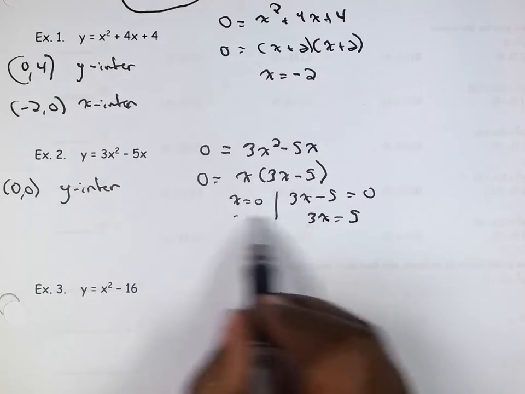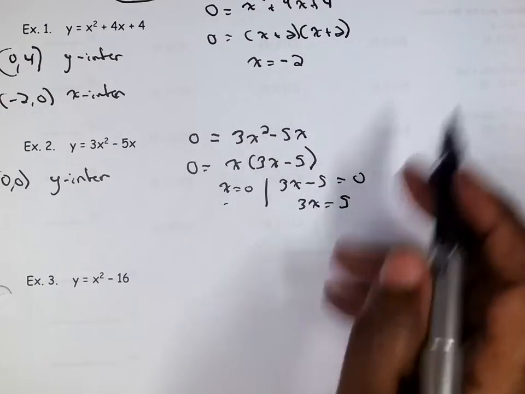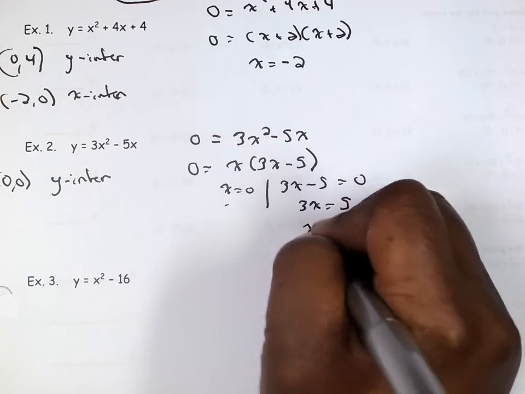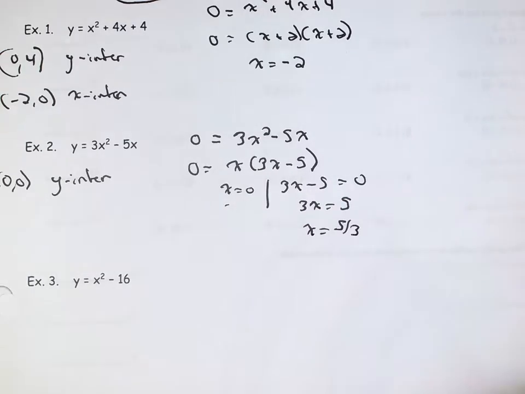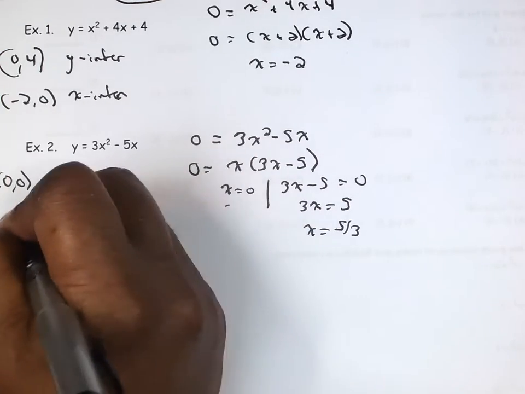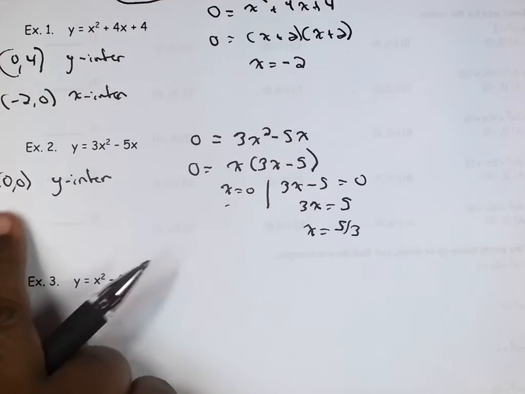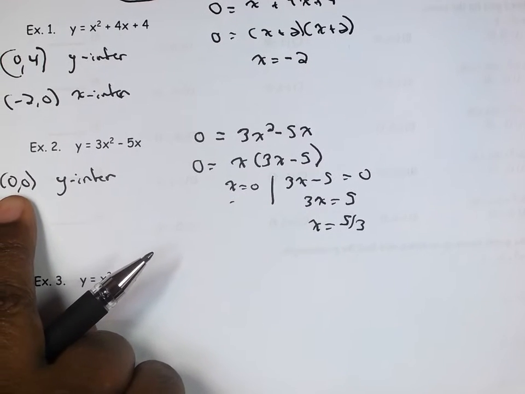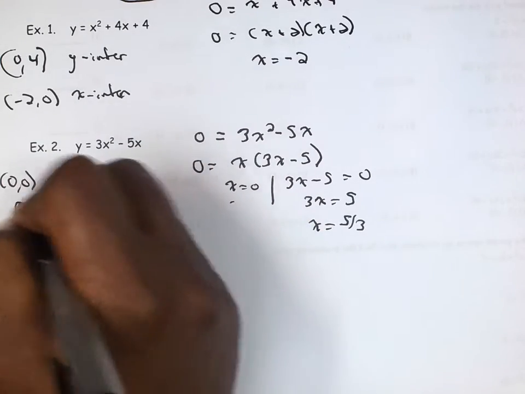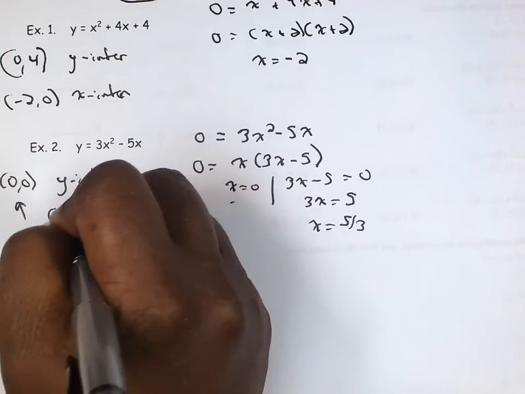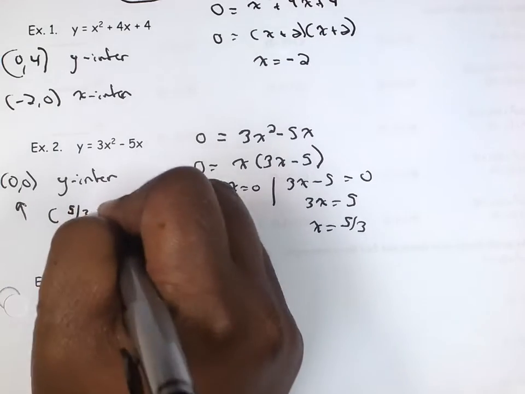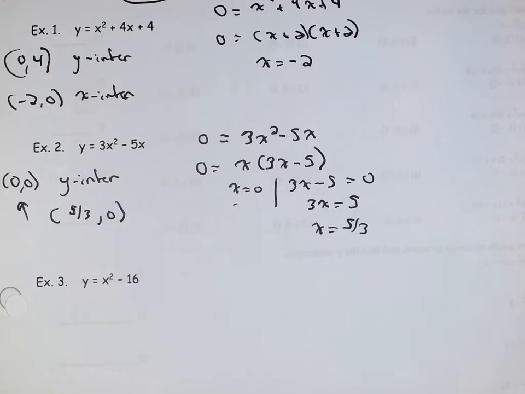So the first part's done. The 3x minus 5, I add 5 to both sides and then divide by 3, and I get 5/3. So the y-intercept was (0, 0). Well, the x-intercept, that (0, 0) is already accounted for. So that's part of it. And then the other is (5/3, 0).